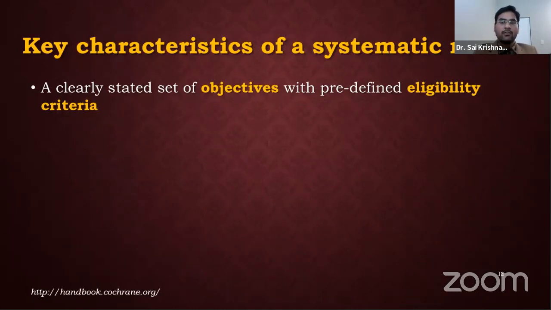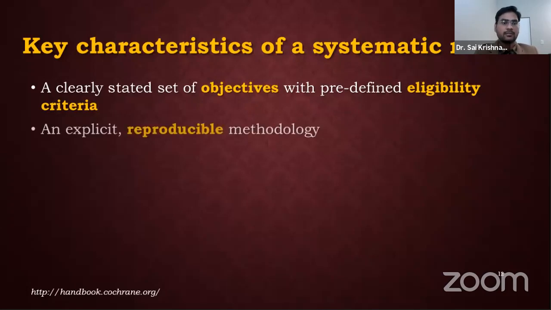Whenever you get an idea of doing a systematic review, the first step is you have to be very clear on what exactly you're going to assess or look at, with a predefined eligibility criteria, meaning who's going to be in your study, who's not going to be in your study, like inclusion and exclusion criteria. So you have to be very clear in your mind. That's the first key characteristic feature.